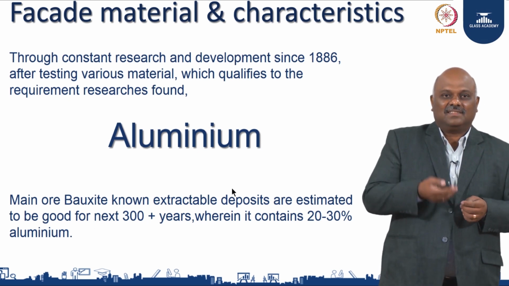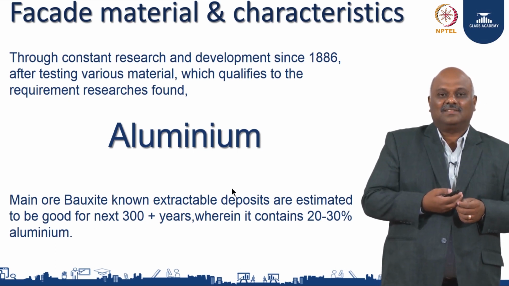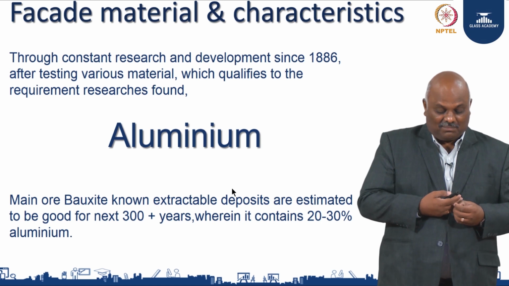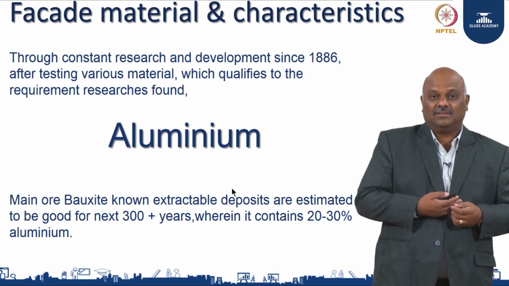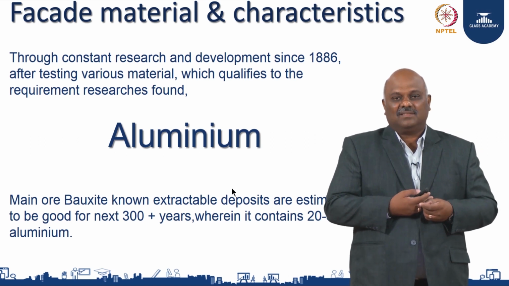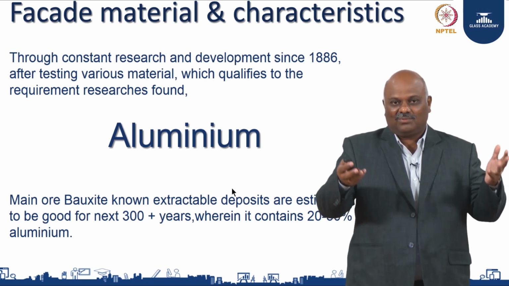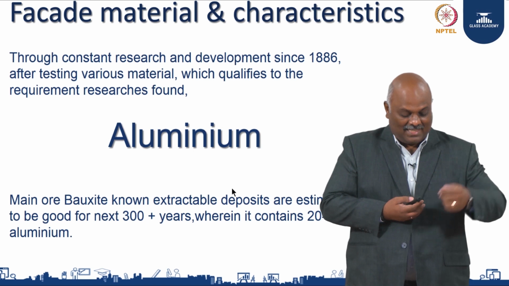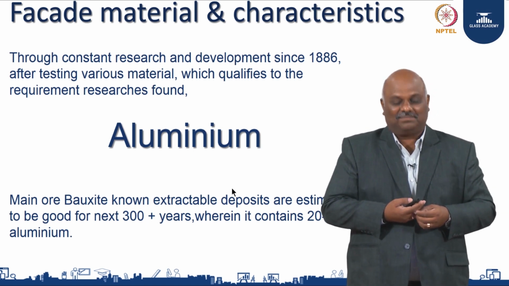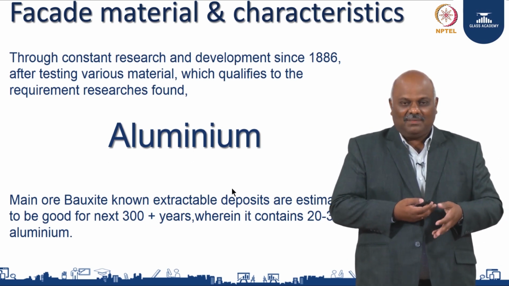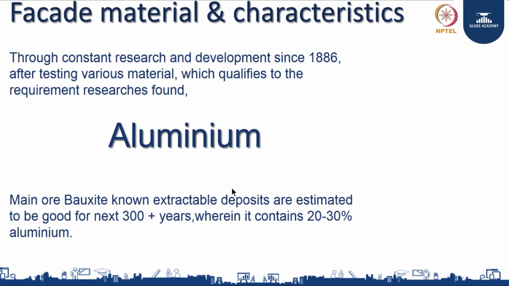It started in 1886 after testing various materials to see which qualifies, and aluminum proved to be a good material. It can be extracted from bauxite, and it is good for the next 300 years. So we have a material which has 20 to 30% aluminum inside. It is abundant, but however long the 300 years is, it will be exhausted, not so soon, not during our lifetime, maybe another 100-150 years. So aluminum is a versatile material which can be used as a structural element to design a facade.